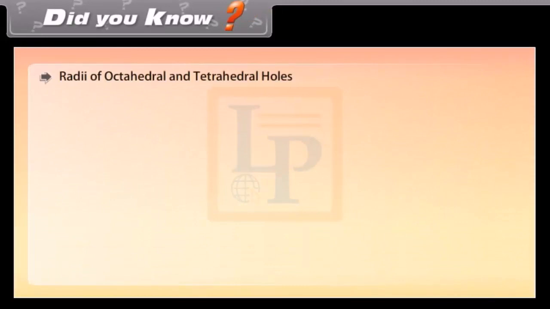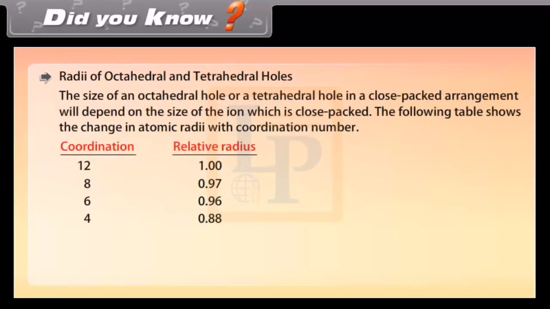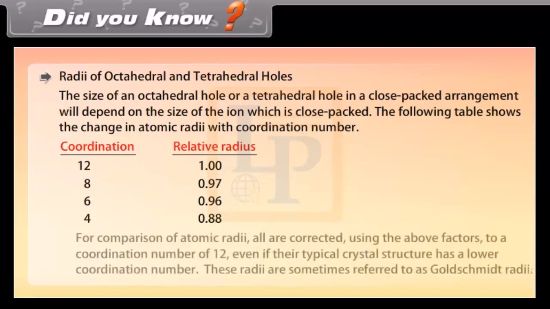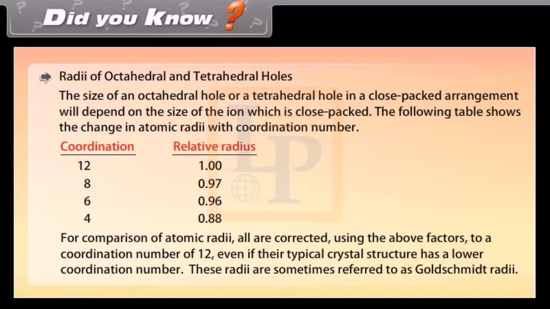Did you know the radii of octahedral and tetrahedral holes? The size of an octahedral hole or a tetrahedral hole in a close-packed arrangement will depend on the size of the ion which is close-packed. The following table shows the change in atomic radii with coordination number. For comparison of atomic radii, all are corrected using the above factors to a coordination number of 12 even if their typical crystal structure has a lower coordination number. These radii are sometimes referred to as Goldschmidt radii.